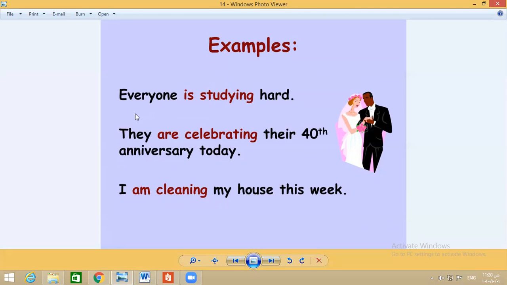The second one, they are celebrating their 40th anniversary today. With they, I take are as the verb to be. Celebrate is a verb, and then I added ing. If you notice, celebrate ends in e, but I removed the e and added ing. We're familiar with these edits to the verb. I'm cleaning my house this week. So I take am, clean is a verb, and ing is added at the end. Okay, very easy.